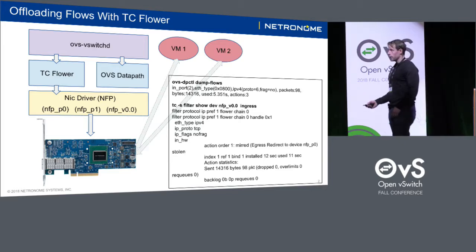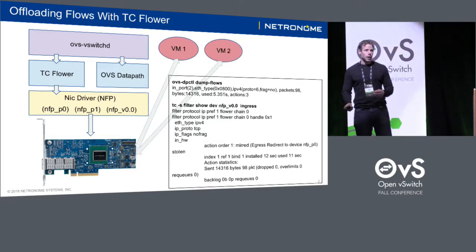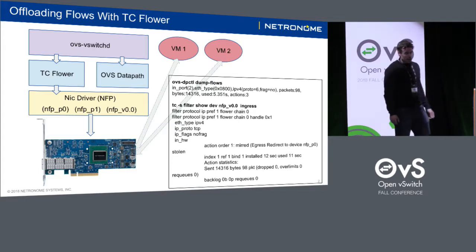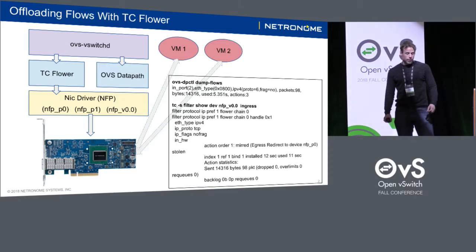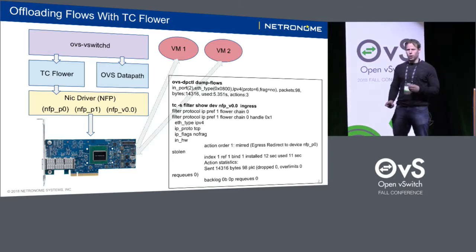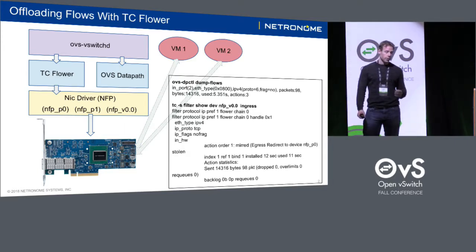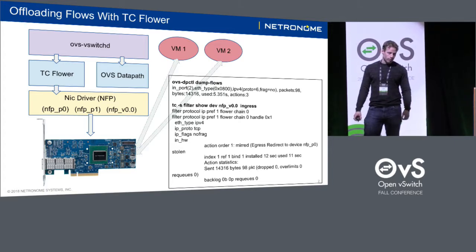So why do we want this TC flower datapath in here? What is the purpose of that? Why don't we just use the kernel datapath? Simply because within the TC flower subsystem, there are offload hooks that allow us to hook in our own netdevs and to receive information about any flows that are being offloaded.